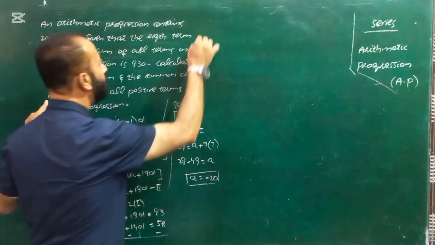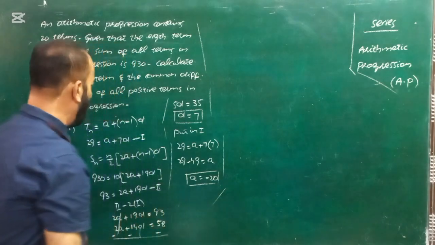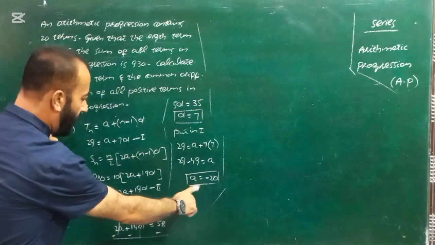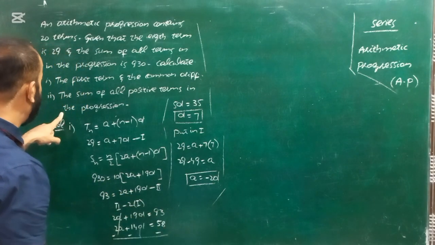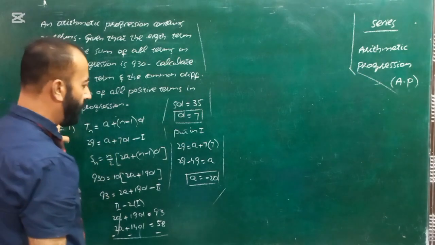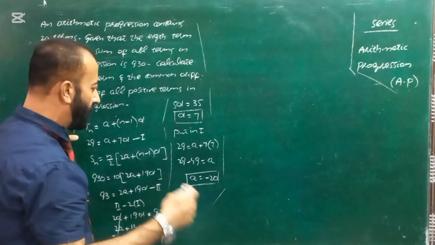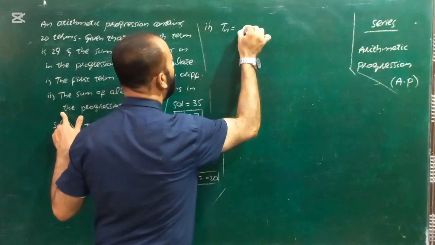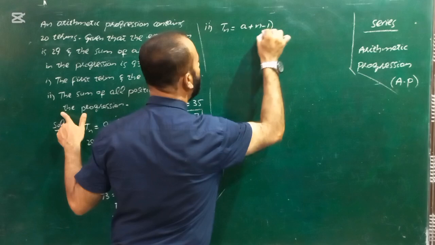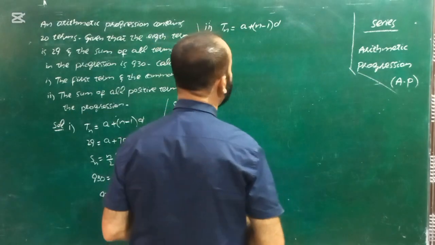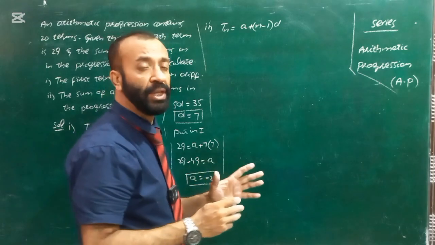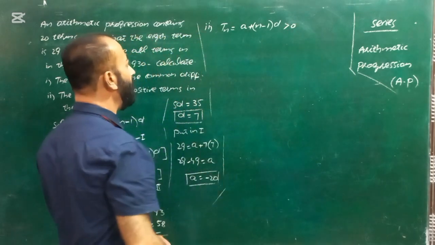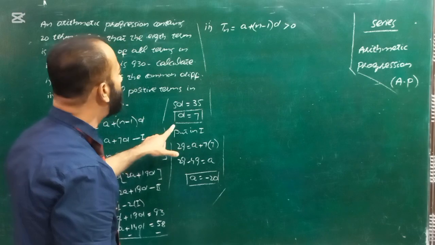Now the second part. The requirement is the sum of all the positive terms in the progression. So from here we can see there will be some negative terms. So first we will find from where the positive terms will start. So look now, second part, Pn is equal to a plus n minus 1 into d. As we are going to find the number of the term which is positive, it should be greater than 0.